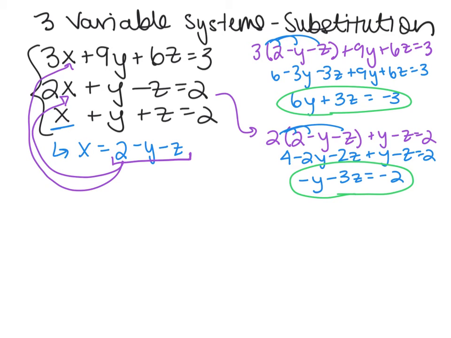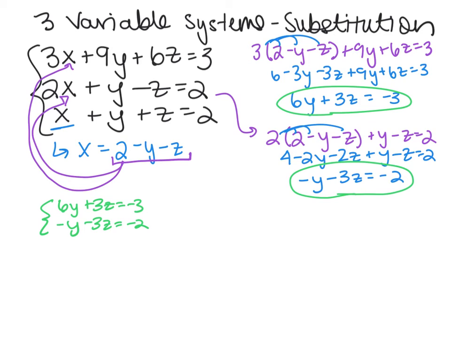So now, remember, our goal is to eliminate one of the variables. We just eliminated x. So now we just have a system of 2 equations. We have 6y plus 3z equals negative 3. Negative y minus 3z equals negative 2. Now we can solve from here. And you can switch back and forth. So at this point, elimination is easier. So you could use elimination to solve, or you could stick with substitution. It doesn't matter if you flip between, as long as you're using all the right methods to solve.